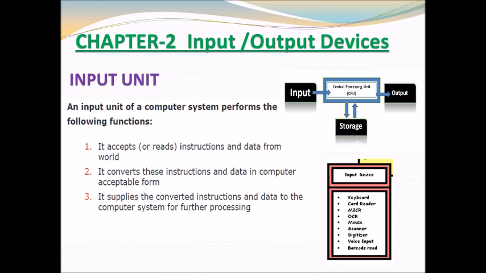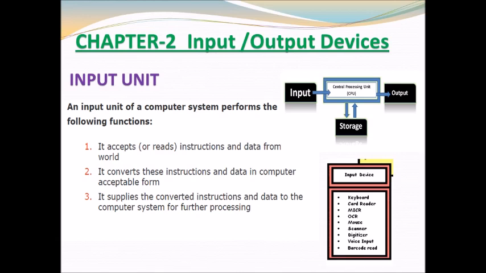An input unit of a computer performs three tasks. First, it accepts the instructions and data from the world, that means it reads the instructions. Second, it converts these instructions and data into computer acceptable form. And third, it provides those acceptable inputs to the computer system for further processing. So this is done by the input unit.